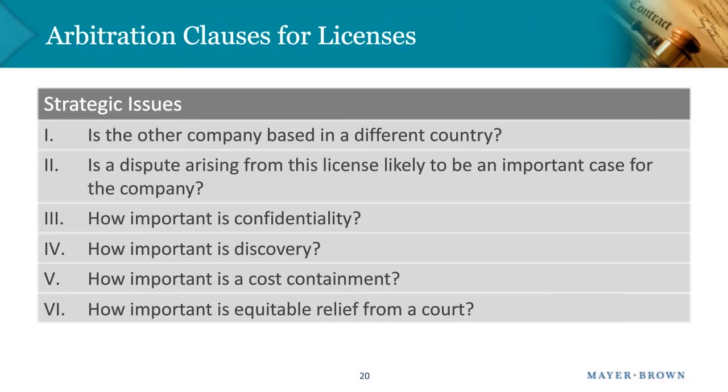So there are several strategic issues to consider during drafting. For example, if the companies are located in different countries, then international arbitration definitely has a distinct appeal. You don't want to have to worry about getting jurisdiction over the other party in your home court, nor do you want to get stuck in a litigation in a foreign court.